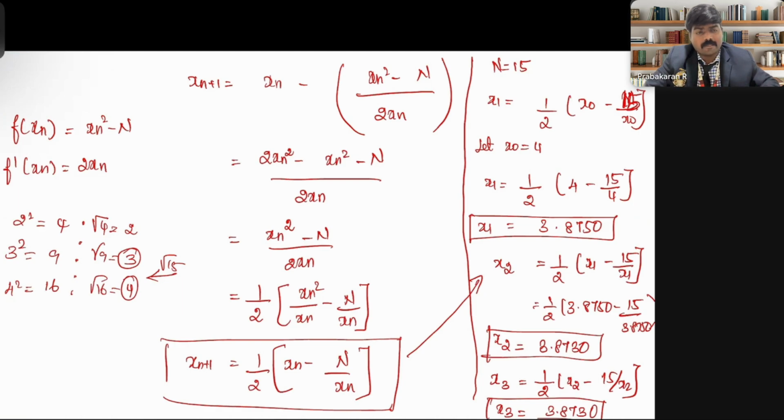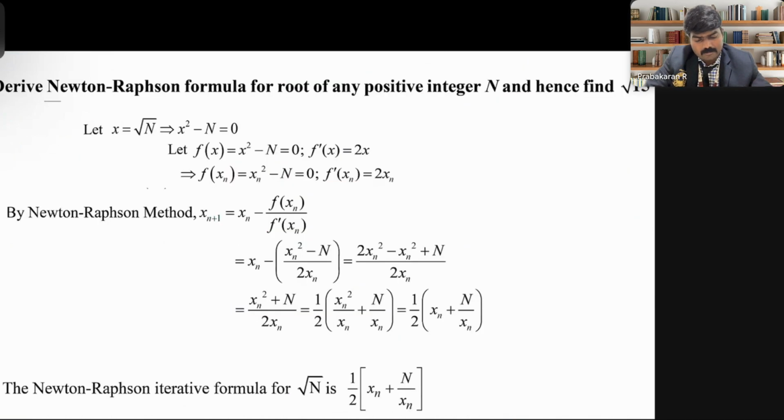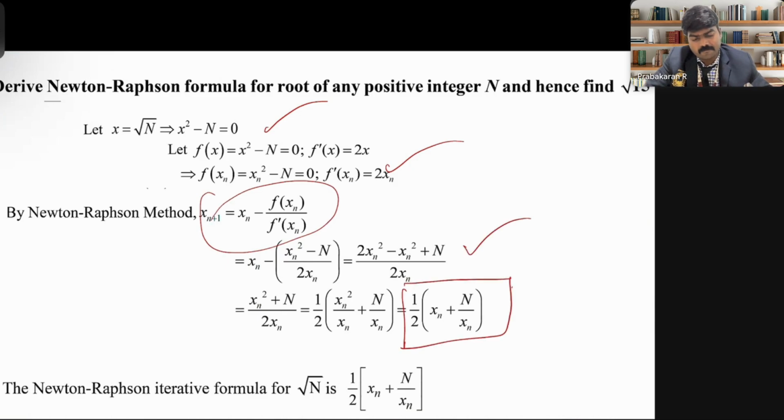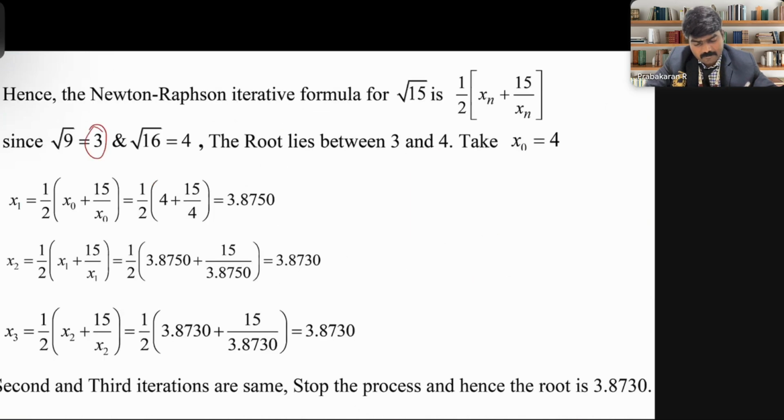So let us recap what we have seen so far. We have taken the function, we have simplified f of x and f dash of xn, and then we have applied them in the generalized formula and brought it into the general form. We have taken the initial point as 4, because root 15 is closer to root 16. That's why we have taken 4. We started the iteration process, in which the second and third iterations are the same.